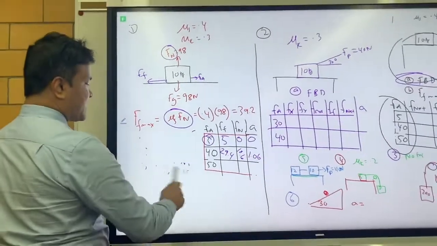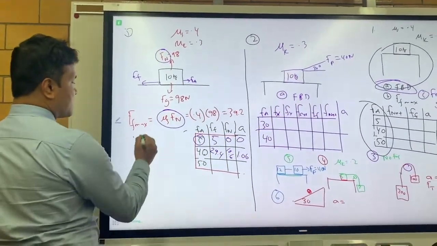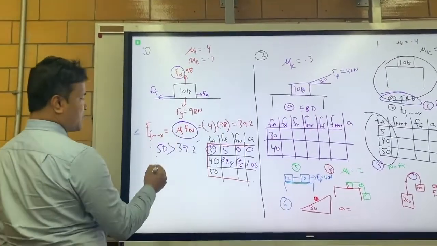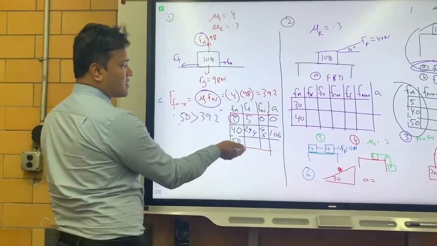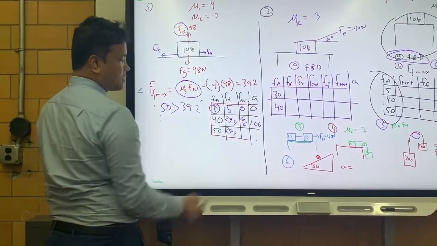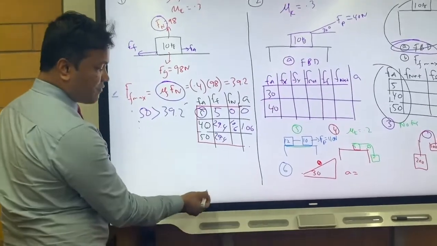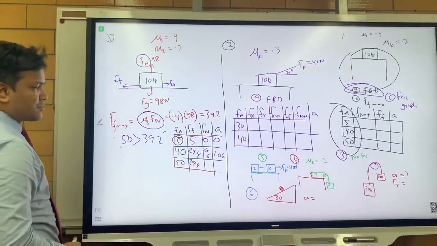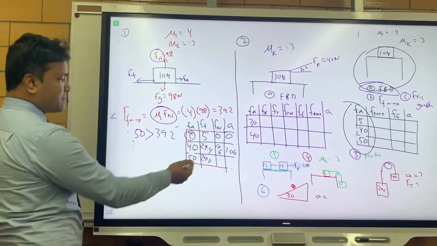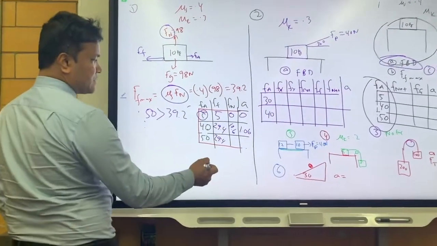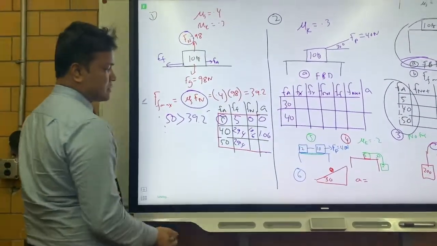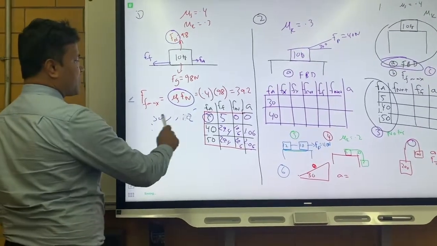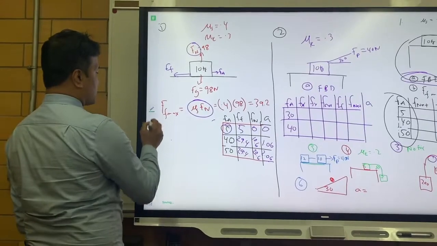Okay, now let's do 50. 50 is greater than 39.2. So we must use not this formula, the other formula. In fact, the force of friction will be the same, 29.4. If I have 60, 29.4. If I have 1000, 29.4. Force of friction doesn't change, which I will use the friction graph to show you. F net, 50 minus 29.4, 20.6, and acceleration 2.06.